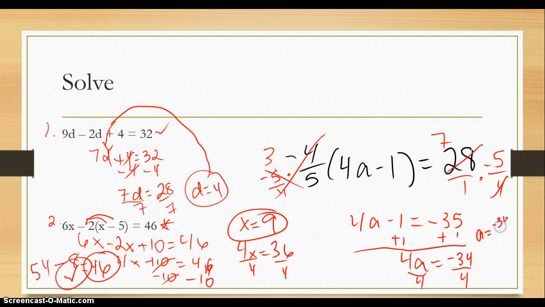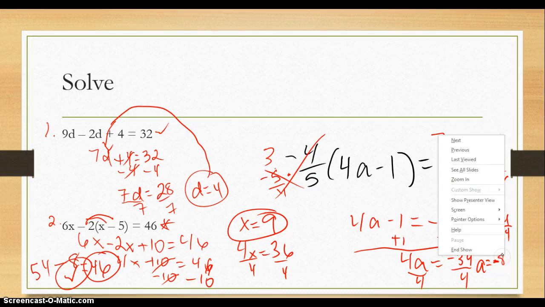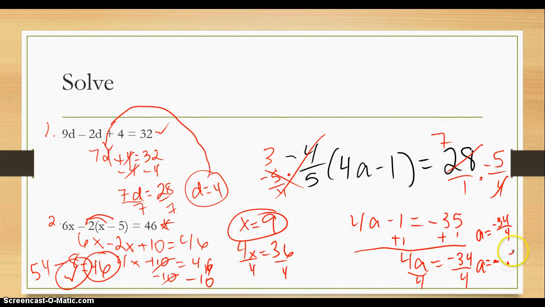So negative 34 over 4, which gives us a equals negative, I'm sorry, negative 8.5. So if you plug negative 8 back in, it will give you the correct answer. This is probably supposed to be a plus right here to give us a whole number out. So I apologize about that.